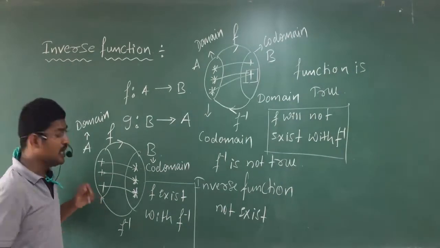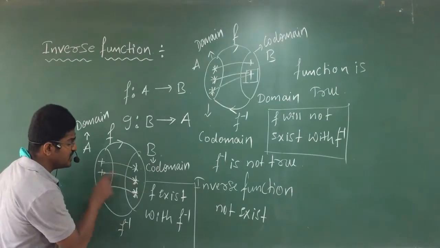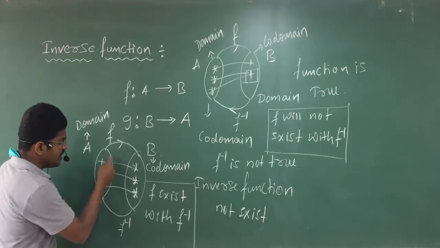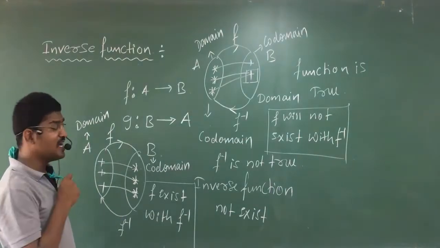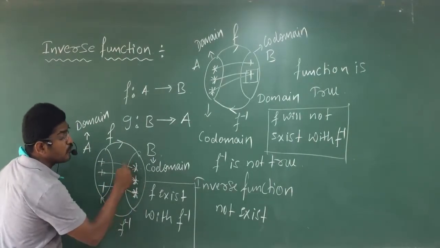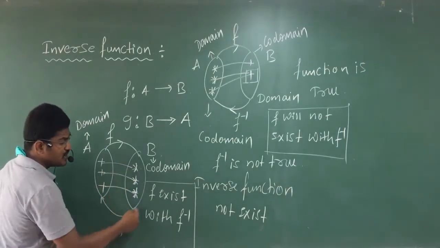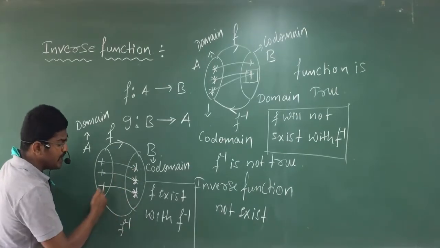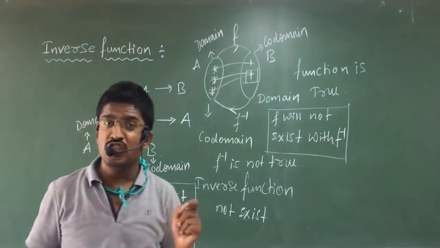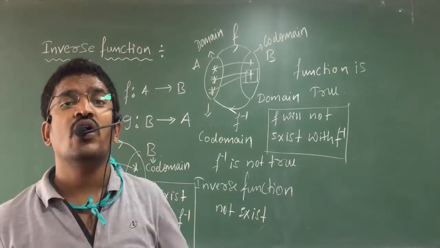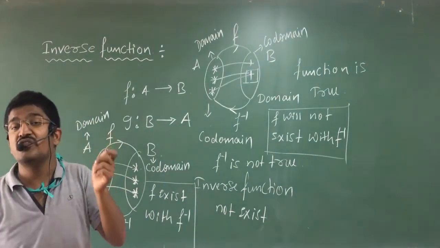Now let us come to the second example. See, every element of the domain has a distinct image. Clear? It is 1-1, and every element of the codomain has a pre-image. Are you getting my point? Therefore, this particular function is both 1-1 and onto. Hence, this particular function will exist with f inverse.